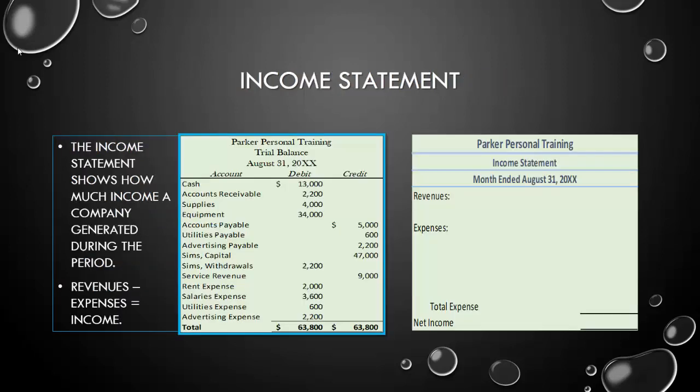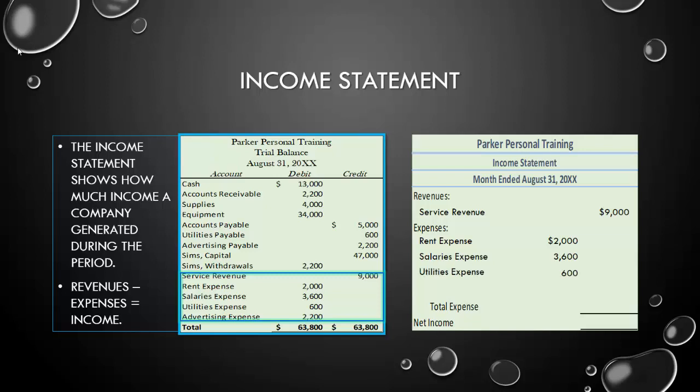And starting with the income statement, it's going to show our net income for the period. And to find that, you simply take your revenues minus your expenses. Well, we can take all of these numbers from our trial balance. And because we listed that trial balance in the proper order, they're all together. So we're going to take our revenues and expenses from the bottom of the trial balance. Parker Personal Training only had one revenue account. It was service revenue, and it was for $9,000. For expenses, they had four separate expenses. They had rent expense of $2,000, salaries expense of $3,600, utilities expense of $600, and advertising expense of $2,200.